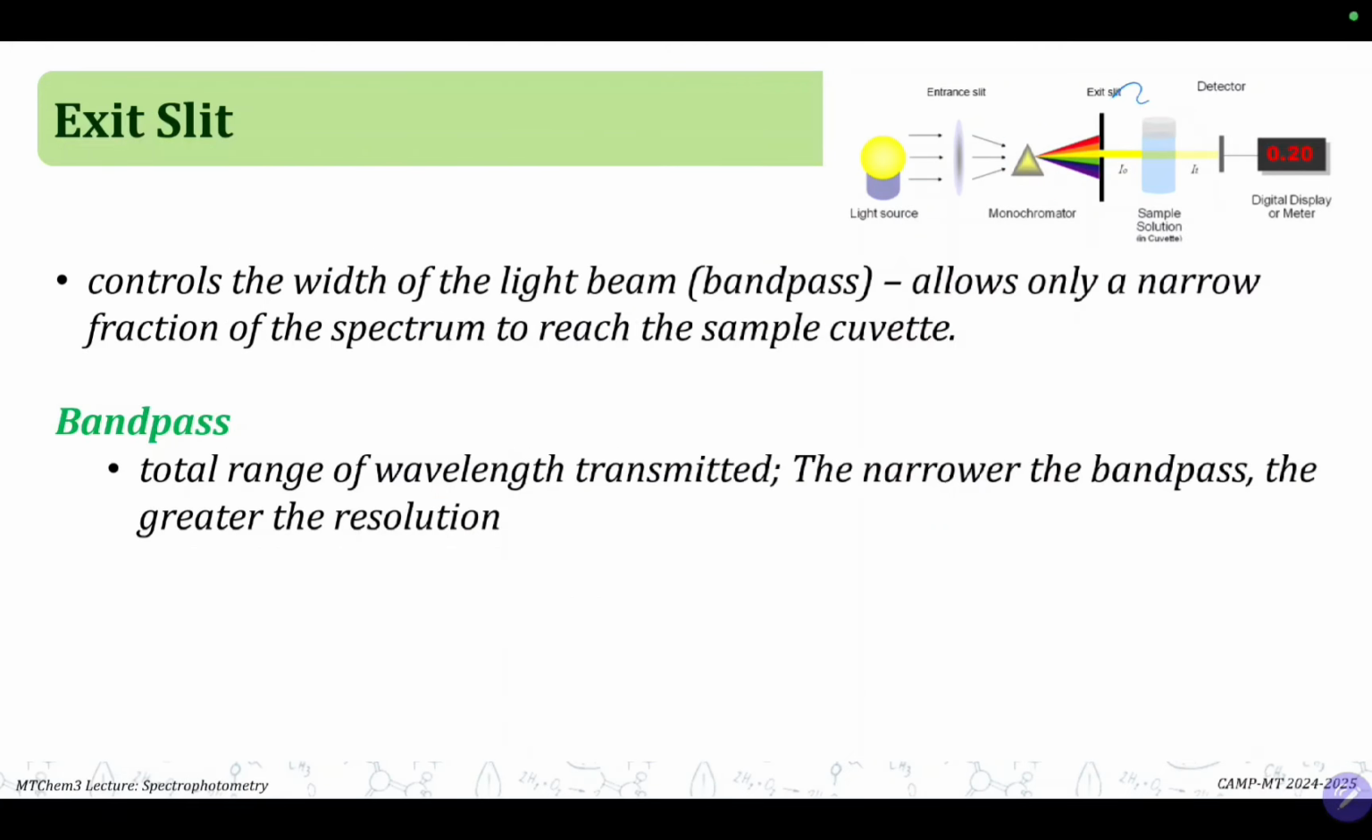Your next component is your exit slit. This controls the width of the light beam and only allows a narrow fraction of the spectrum to reach the sample cuvette. Now, when we say band pass, this is the total range of wavelength transmitted. So, yun yung nagpa-pass through na from your monochromator towards your sample or your cuvette. Now, the narrower your band pass, the greater the resolution. Because you are very selective on which light lang yung pwedeng mag-pass through. Okay?